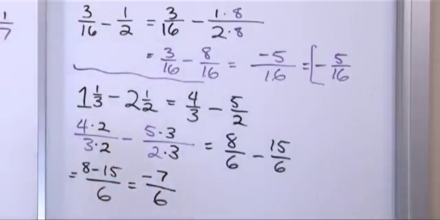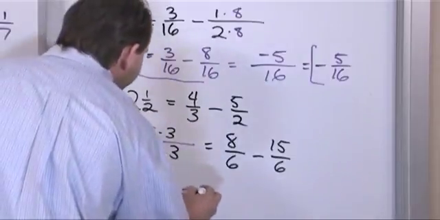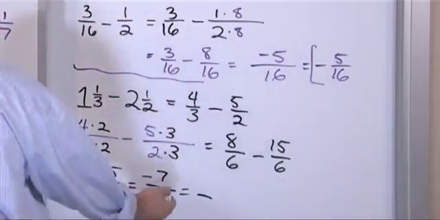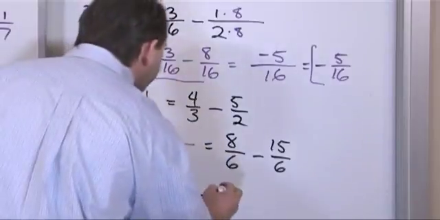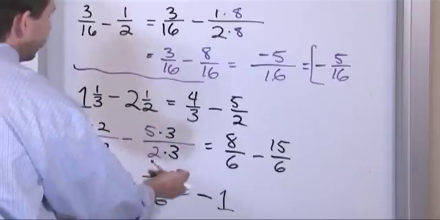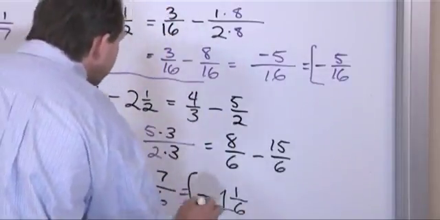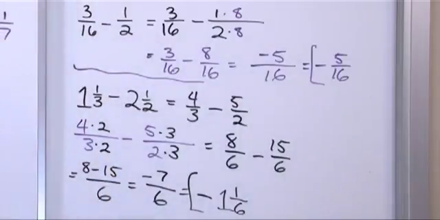Negative 7 over 6. Now this is an improper fraction. 7 is greater than 6. So I'll just keep this negative sign out front. How many times will 6 go into 7? It'll only go one time. What's the remainder? Well, if I go one time, I'm going to be subtracting 7 minus 6. The remainder will be 1, and then I always write it over 6. So negative 1 1/6.